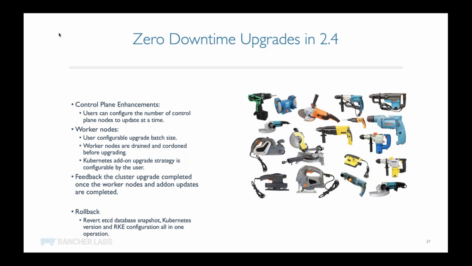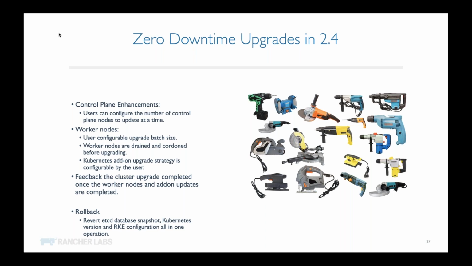As long as you've got them load balanced, you should be able to rotate them through and keep the API available throughout the upgrade process. Worker nodes, where all of your applications are running, you can now configure the batch size.